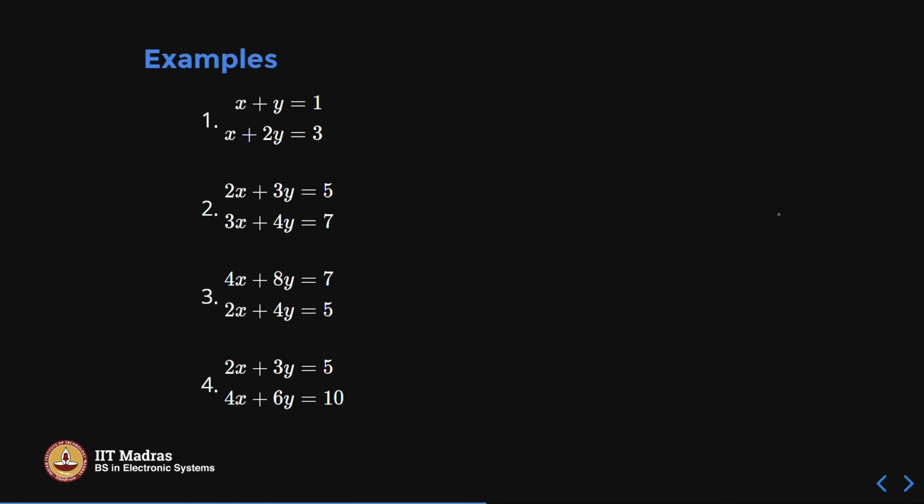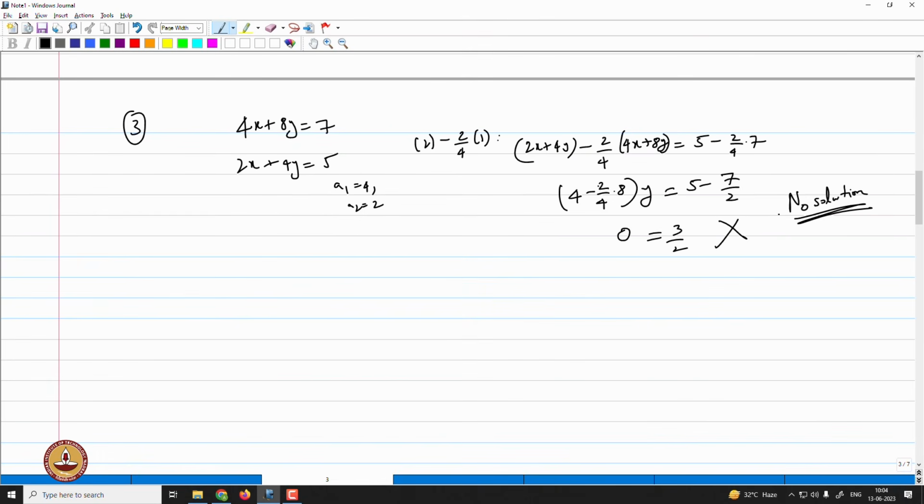And the next problem, and the last problem we're doing in this lecture, is 2x plus 3y equals 5 and 4x plus 6y equals 10. Let's try that. So here again, let's try and eliminate: equation 2 minus 4 by 2 times equation 1. Okay, so I should say what 1 is and what 2 is. I forgot to say that here as well. Equation 1 and equation 2.